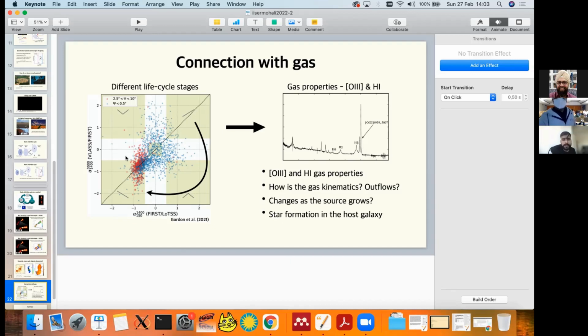Another question is, what is the reason behind just going for O3 and HI lines rather than maybe many other lines?